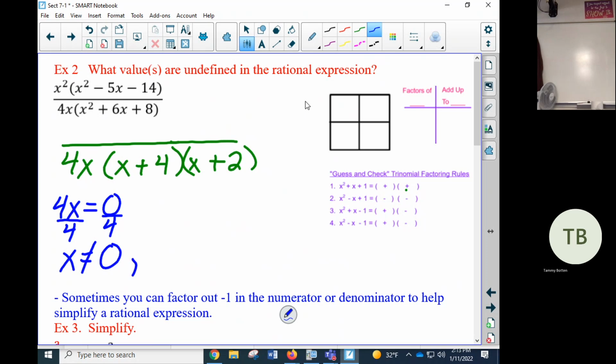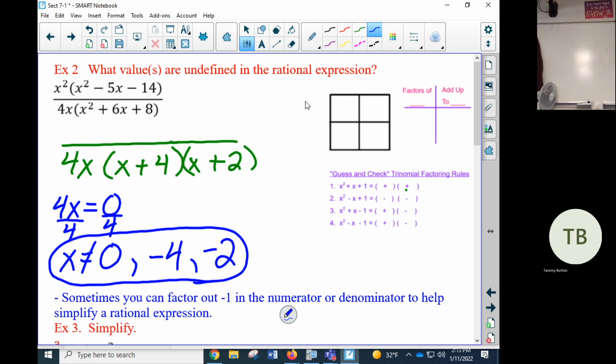What can x not be for this one? -4. And what about here? -2. And that's all we had to do for this one.